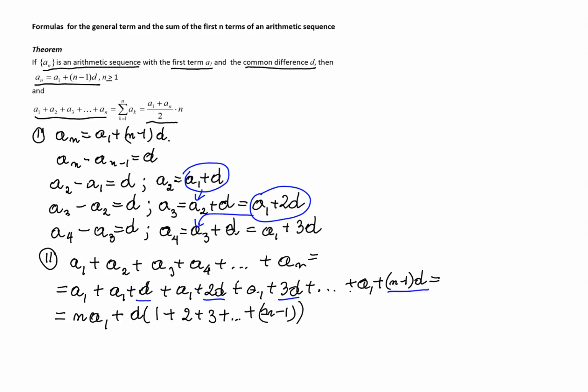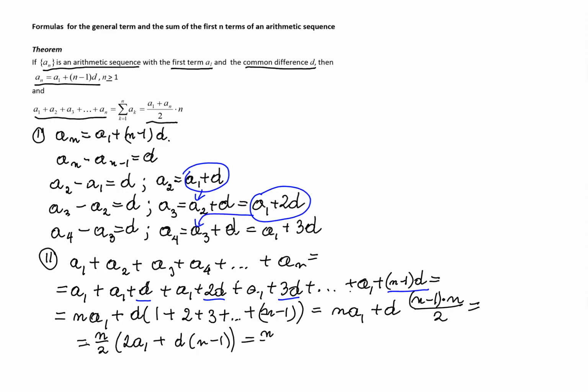But what we have in the parentheses is the sum of the first n minus 1 integers, and therefore using the special sum we can write that this is d times n minus 1 times n over 2. We'll factor now from that sum n over 2, and we'll have 2 a sub 1 plus d times n minus 1.